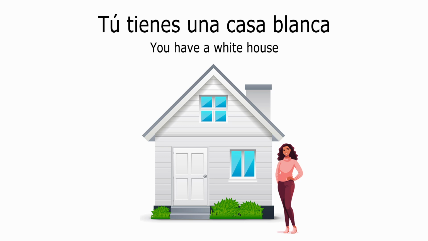The word for a house in Spanish is una casa. Casa ends in an A, which is a typical feminine ending. So we use the feminine article una instead of un. Because casa is feminine, the color also needs to be in its feminine form. So we say blanca instead of blanco. The full sentence is Tú tienes una casa blanca. You have a white house.